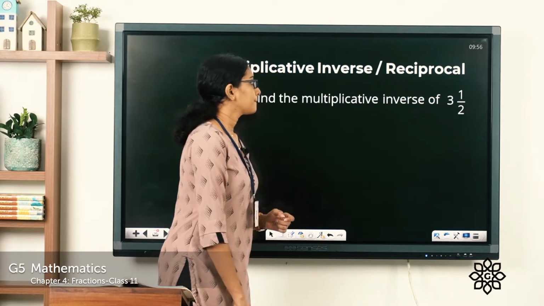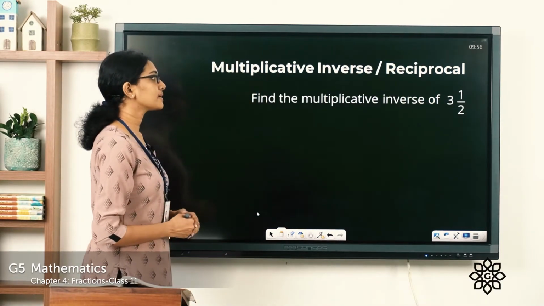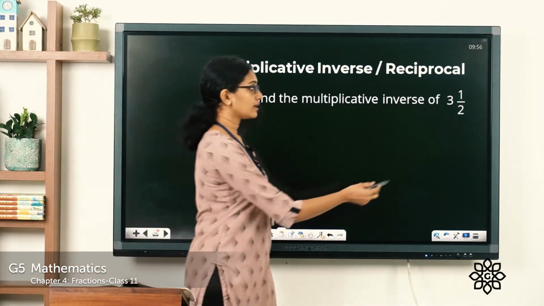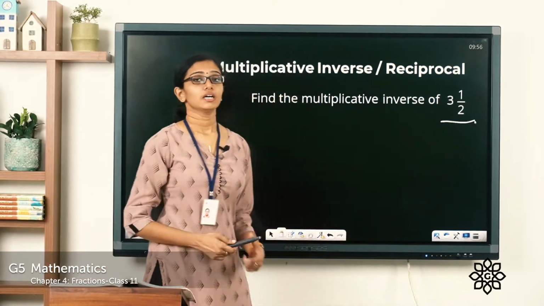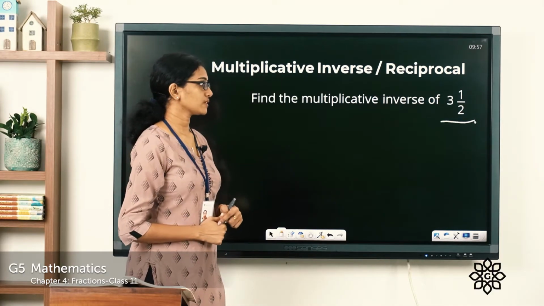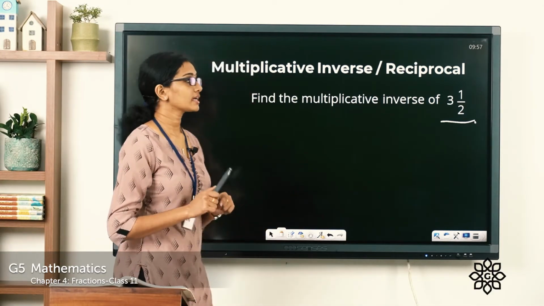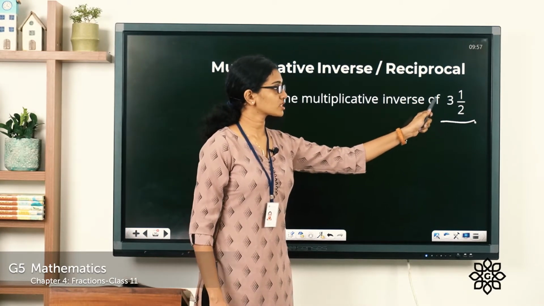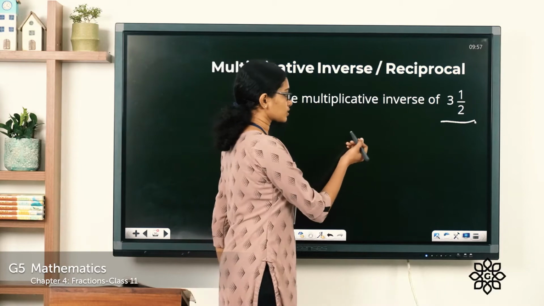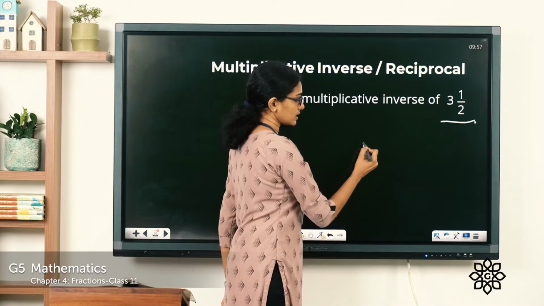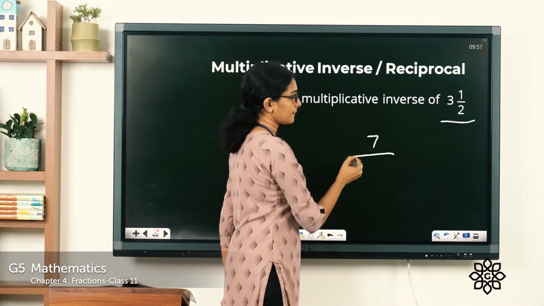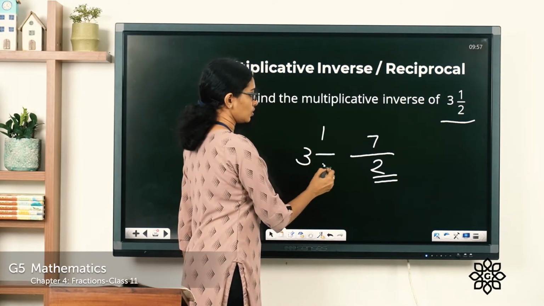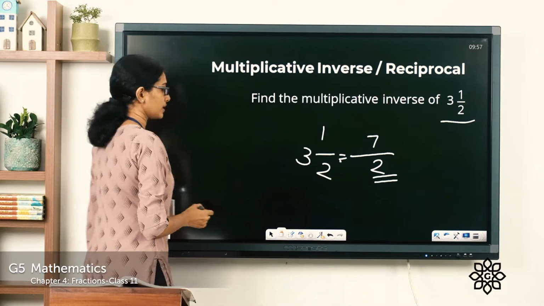Now, let's do one question. Find the multiplicative inverse of 3 1 by 2. So there we have a mixed fraction. How do you take the multiplicative inverse of a mixed fraction? So the first step is to convert the given mixed fraction to the improper fraction. So what is 3 1 by 2 in improper fraction form? 3 into 2 is 6 plus 1 is 7 by the same denominator 2. So 3 1 by 2 is equal to 7 by 2.